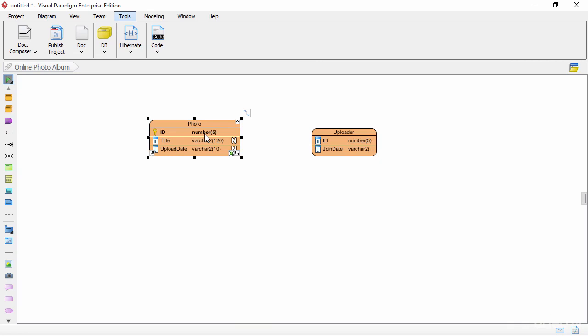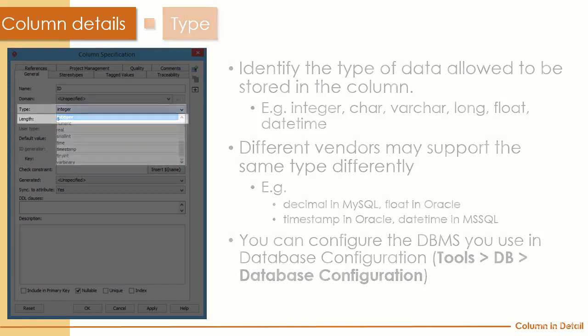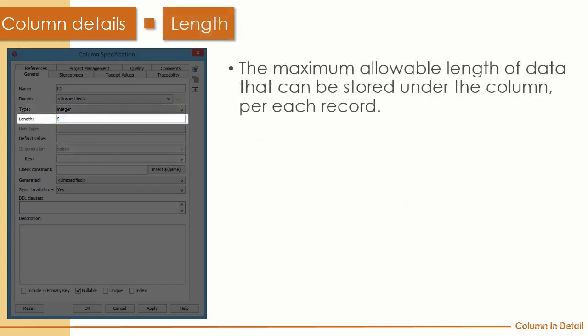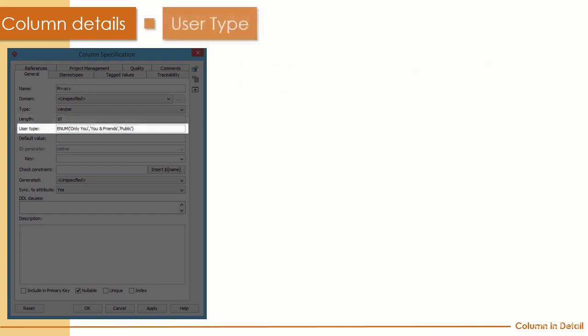So if you want to generate the database script for different types of database, it's easy and straightforward in Visual Paradigm. And then you can configure the length. The length is about the maximum allowable data to store. If you're talking about the varchar, that means how many characters you can put into this column.